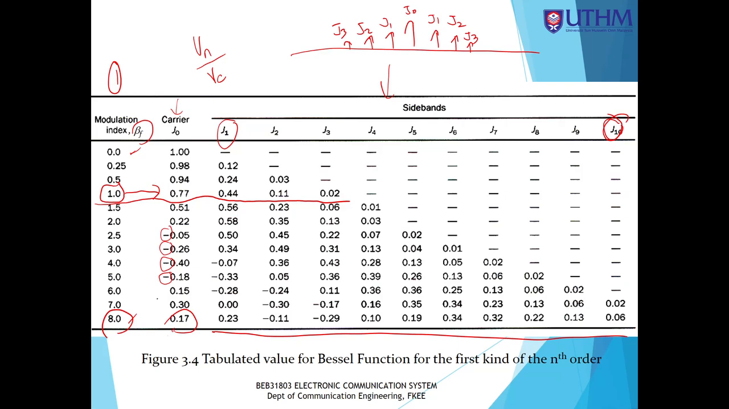What does it mean? It means this table is not 100% accurate. It is accurate but not 100% accurate because we have removed the values less than 0.01. Maybe there's a sideband over here, over here, or over here with a value less than 0.01. It doesn't matter. In this table, those values have been neglected because they are very small. So if you ask me, this table is not 100% accurate, but it is enough to calculate the bandwidth, to draw the FM frequency spectrum and so on.